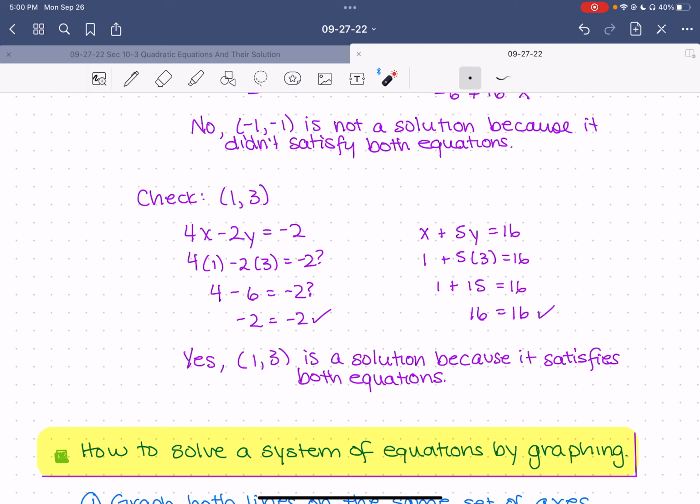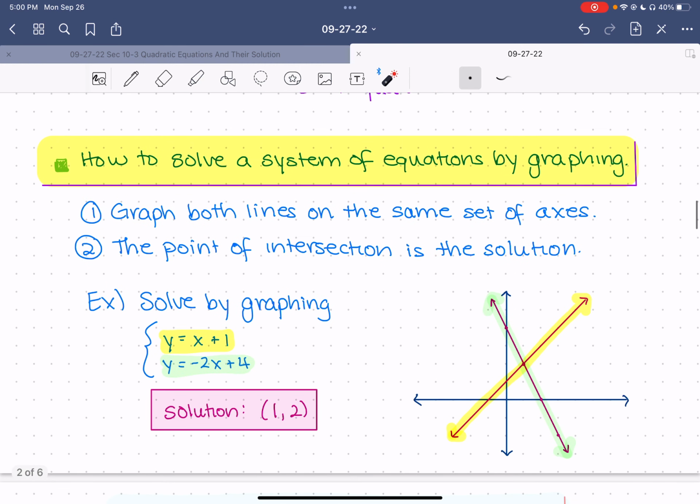So now, how do we solve by graphing? The idea is actually really simple. You simply graph both lines, look for the point of intersection. So the idea is simple. It's just how easy is it for you to graph lines? If you find graphing lines pretty straightforward, then this is pretty easy. If you're still having trouble with graphing lines, then you're still going to have trouble with this. Definitely come in for help.